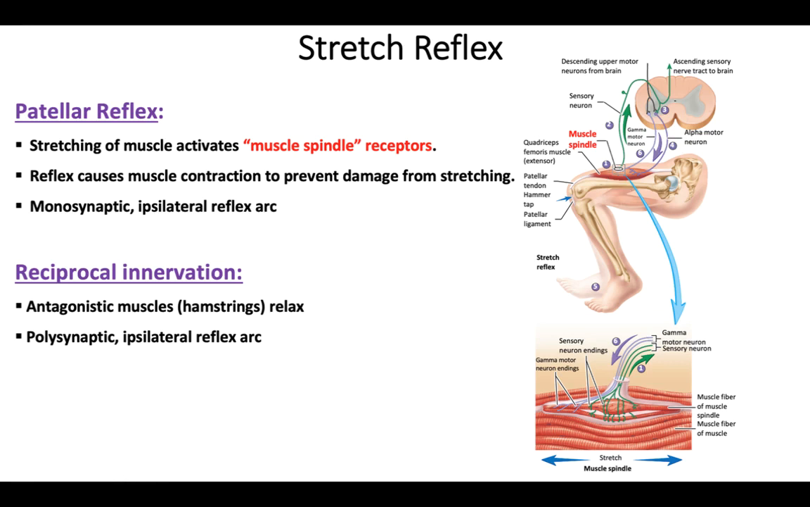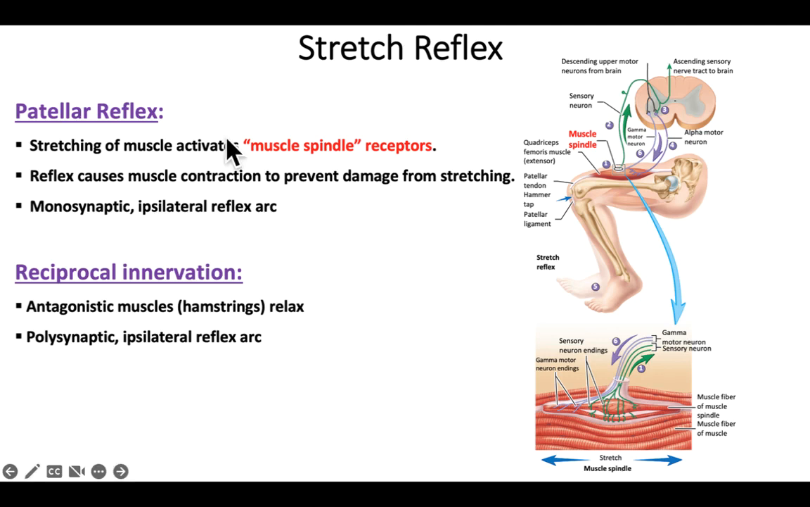Now, there also happens to be a reciprocal reflex, because whenever you're contracting the quadriceps, you have to also relax the hamstrings. So that's what we call reciprocal innervation. All right, so there's actually two reflexes going on here. We got the one that results in contraction of the quadricep, and then we have one that results in relaxation of the hamstring. All right, now what kind of reflexes are these?